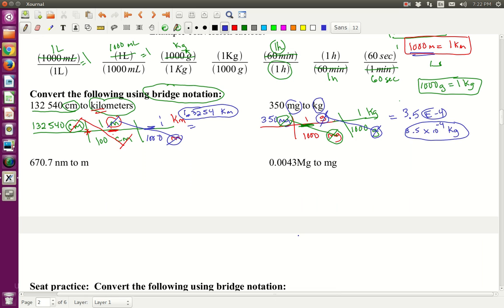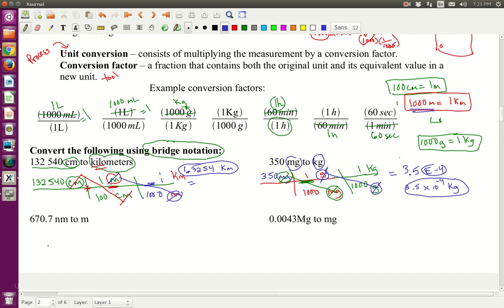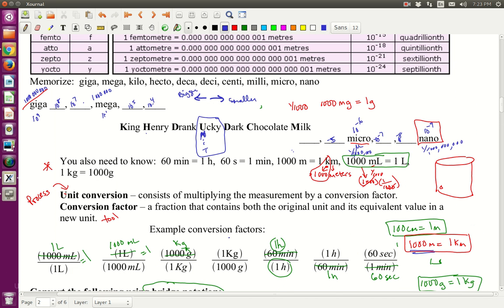Okay? Let's try nanometers to meters. So I'm going to clean it up again for you, and then we'll do that. All right, I cleaned up the top again. So we're going from nanometers to meters this time. Let's double check that right. Nanometers to meters. NM, nanometers. So let's find nanometers. Here it is.